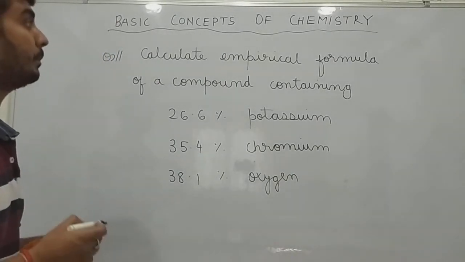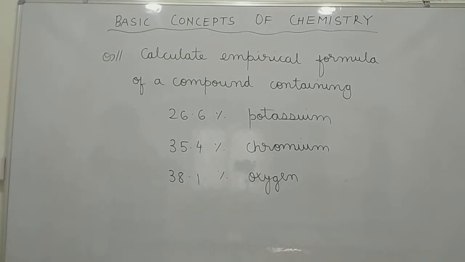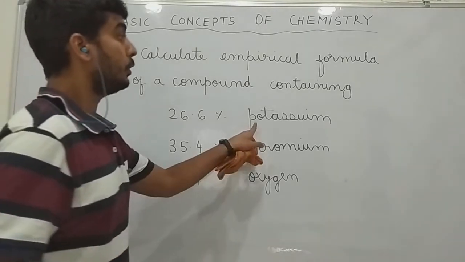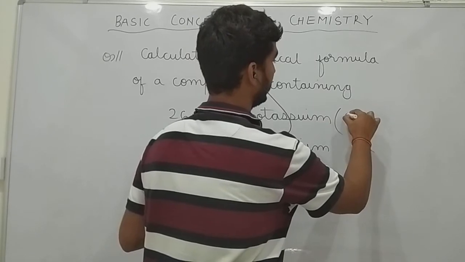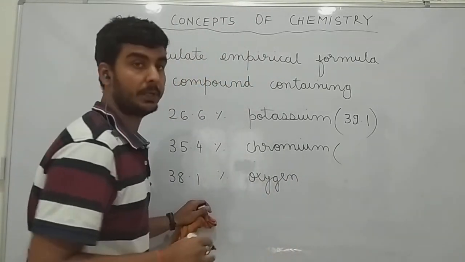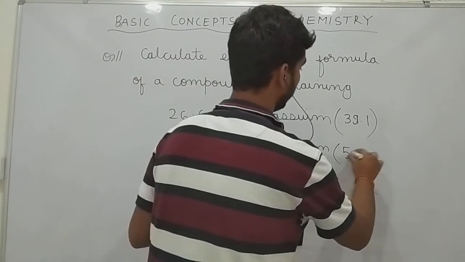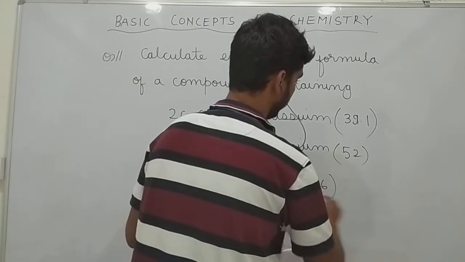So we have to find the empirical formula of a compound whose percentage composition is 26.6% potassium, 35.4% chromium and 38.1% oxygen. So you should know the atomic masses of these elements. What is the atomic mass of potassium? Atomic mass of potassium is 39.1. What is the atomic mass of chromium? Atomic mass of chromium is 52. What is the atomic mass of oxygen? Atomic mass of oxygen is 16.